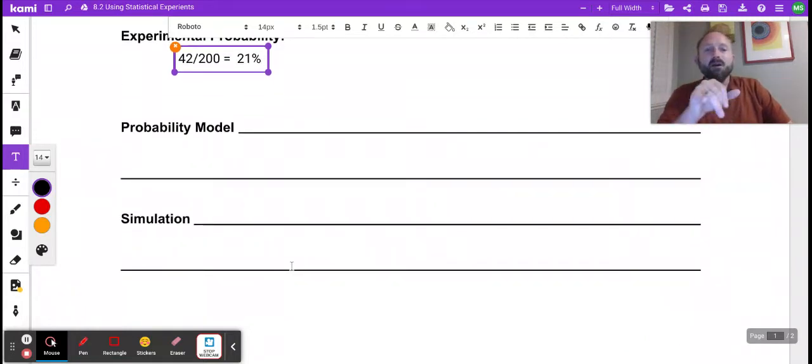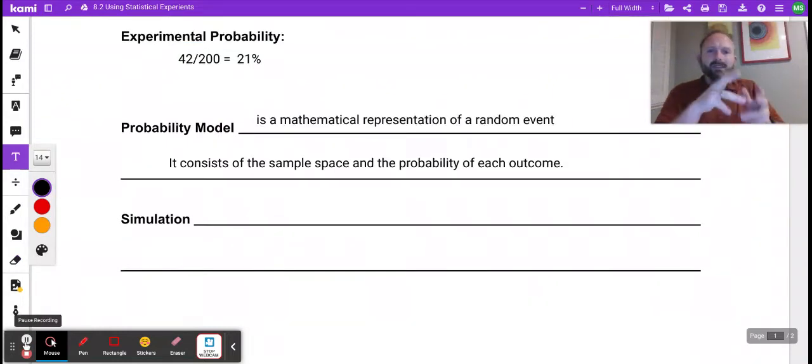So let's talk about probability model and simulation. A probability model is a mathematical representation of a random event. It consists of the sample space and the probability of each outcome. So for example, if we were talking about rolling the die, let's say winning is rolling an 8. How many 8s are there? 1 out of 8. And how many numbers are not 8 in an 8-sided die? Well, it'd be 7 out of 8.